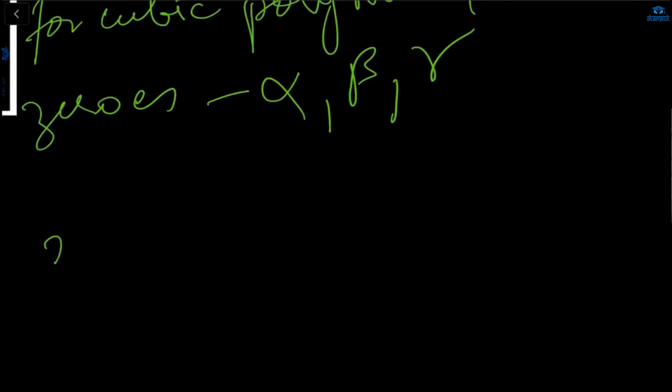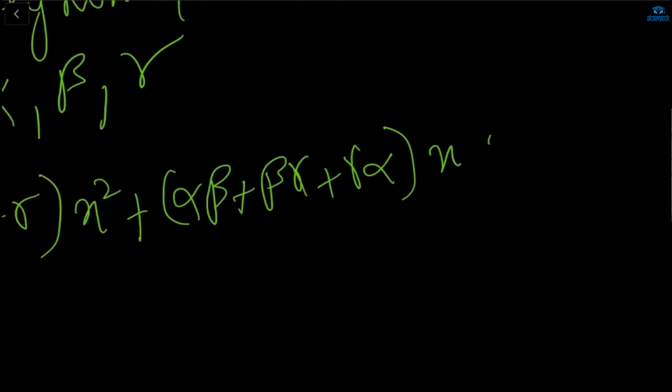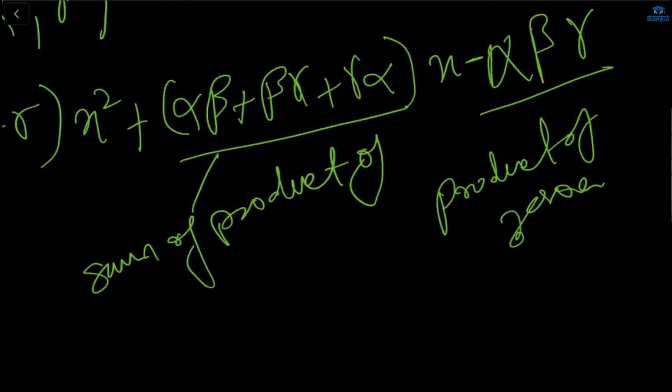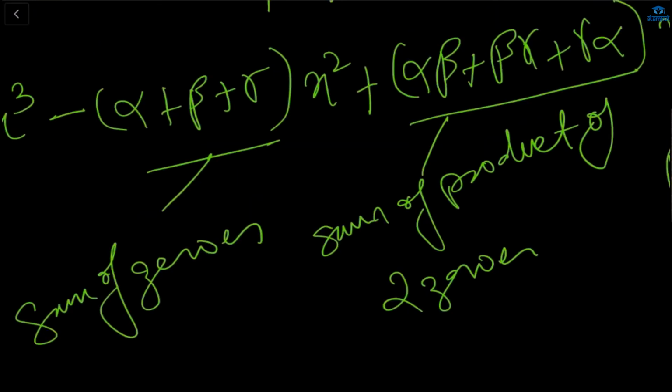Then what will be the polynomial? It will be x cubed, because it is a cubic polynomial, minus the sum of the zeros (alpha plus beta plus gamma) x squared, then plus the sum of the product of 2 zeros, that is alpha beta plus beta gamma plus gamma alpha, x, and then minus alpha beta gamma, the product of zeros. This is how you are going to construct the cubic polynomial.